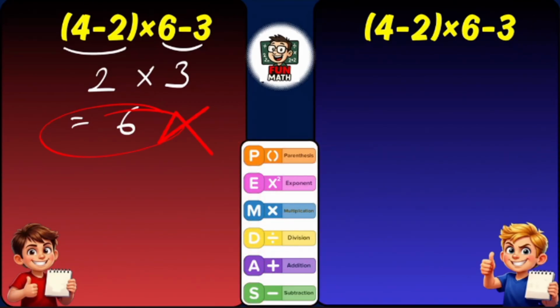Here we have another rule. There is no order between multiplication and division. Operations are done from left to right. Similarly, there is no order between addition and subtraction. Operations are done from left to right.